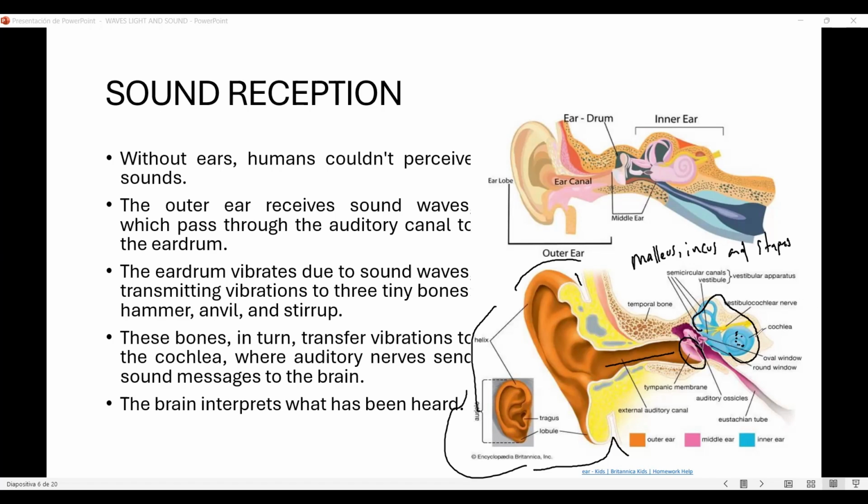So the auditory nerve, let me see, you write it this way, auditory nerve. The auditory nerve will send the electrical signals to the brain, right? So finally the brain will process these signals and interpret them as recognizable sounds. And that is basically the process that we experience in this case.